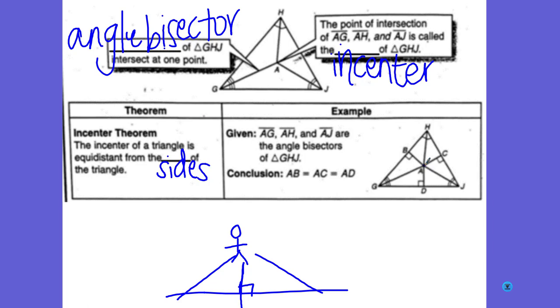So the distance from A to side GH, this little segment right here, AB, that distance is going to be equal to the distance from A to side HJ, which is that little segment AC, which is going to be the same as the distance from A to side GJ, which is that segment AD. So AB is going to be congruent to AC, which is going to be congruent to AD. So in every triangle, there are 3 angle bisectors. Your angle bisectors intersect at the incenter, and the incenter is equidistant to the sides. The distance from the incenter to each of the 3 sides of the triangle is going to be the same. So that's why AB is equal to AC, which is equal to AD.